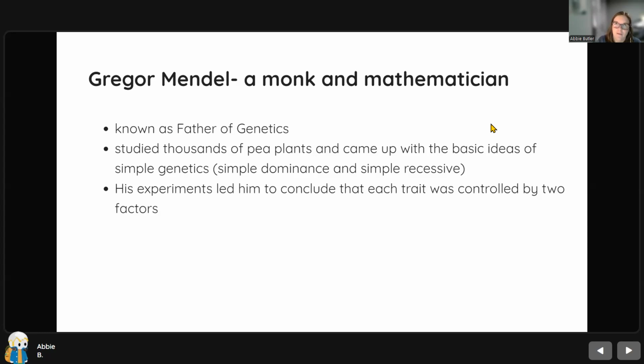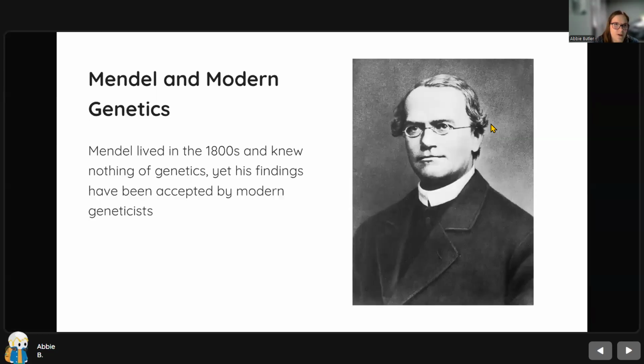Sorry, he was a monk and mathematician, and he studied thousands of pea plants, and he came up with the basic ideas of simple genetics. Simple dominance and simple recessive. His experience led him to conclude that each trait was controlled by two factors.